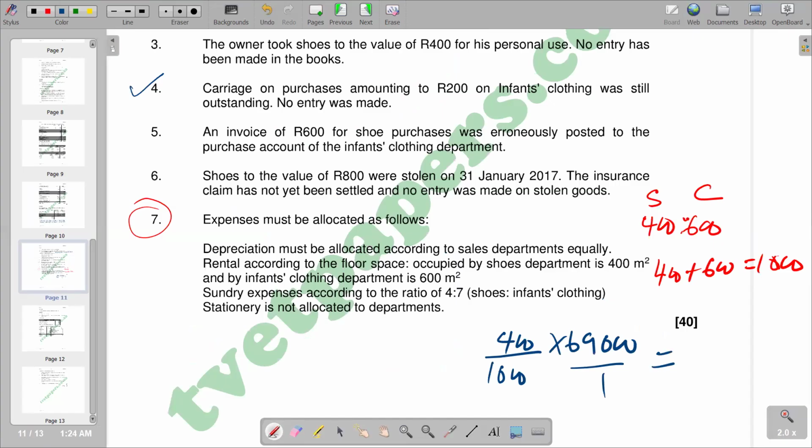So we can try to calculate and see what we get. You're going to get your answer as 27,600. That is going to be your rent paid for the shoes department. So the shoes department, we're going to put it as 27,600.